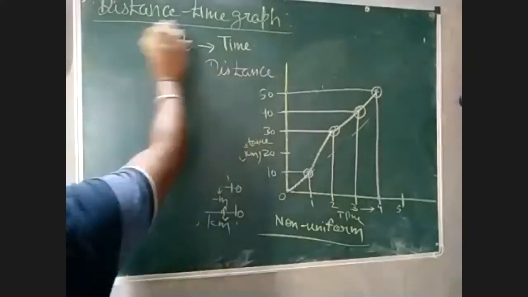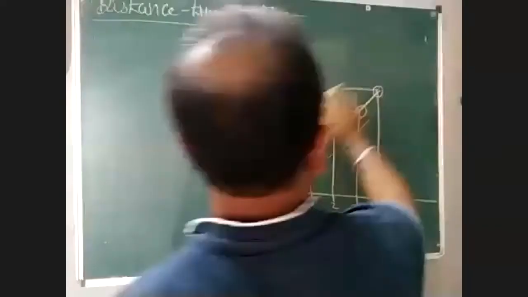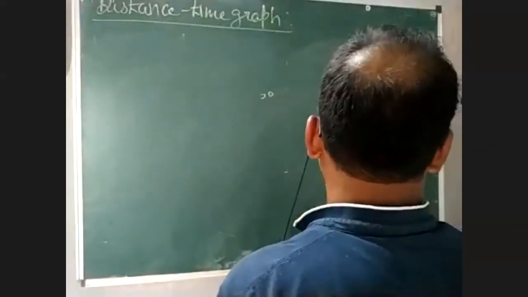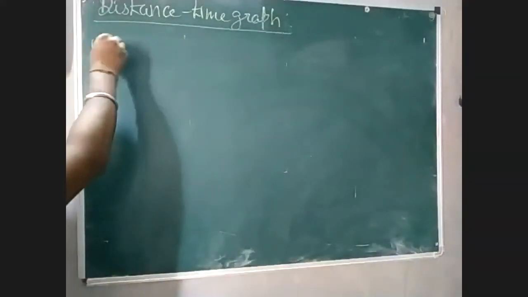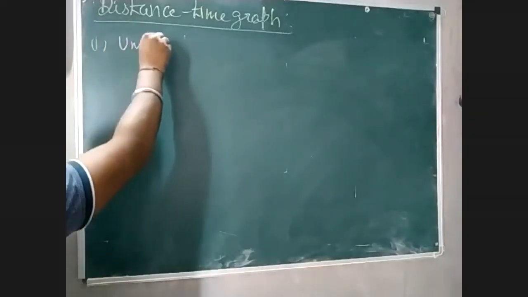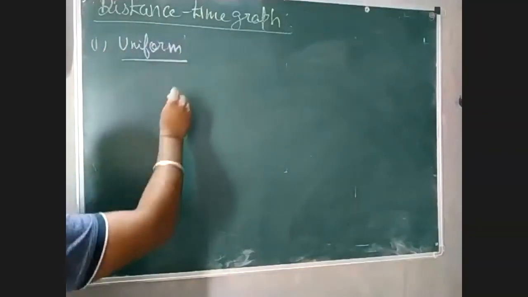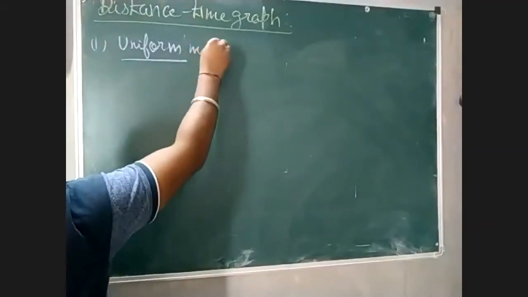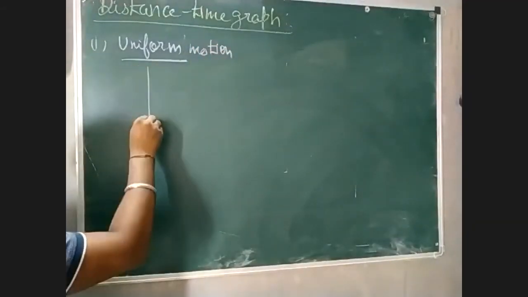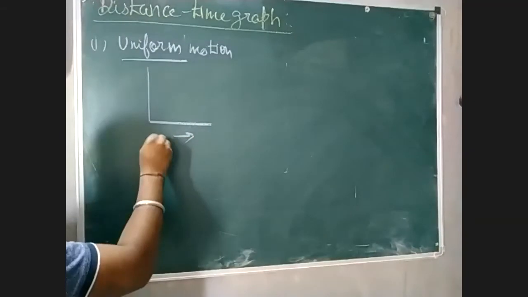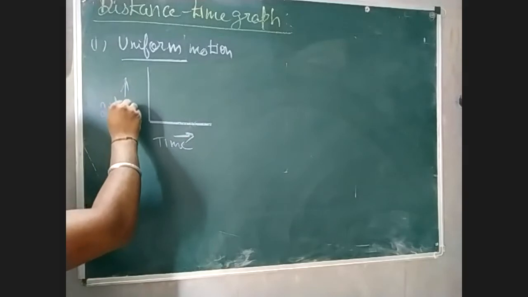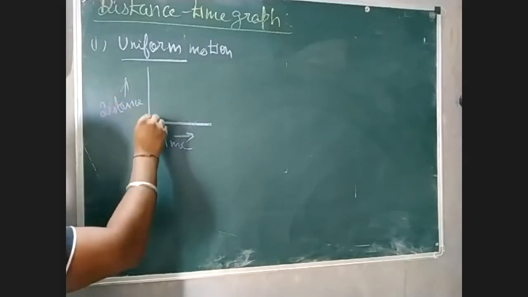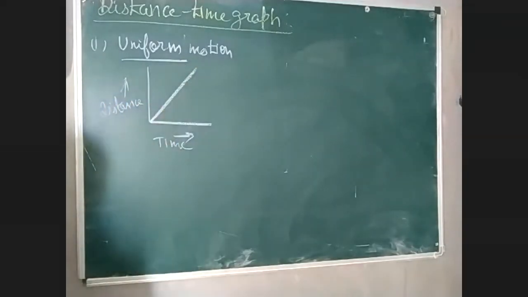So now the table will be given to you. You have to draw the graph, and by drawing that graph, you have to identify the nature of the motion. So what are the different types of graphs? First is uniform motion. When the body is moving with uniform motion, then the graph will be like this. This is time. Here we have distance. So it will be a straight line.